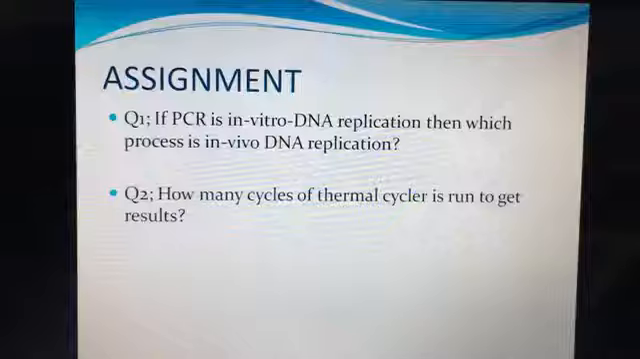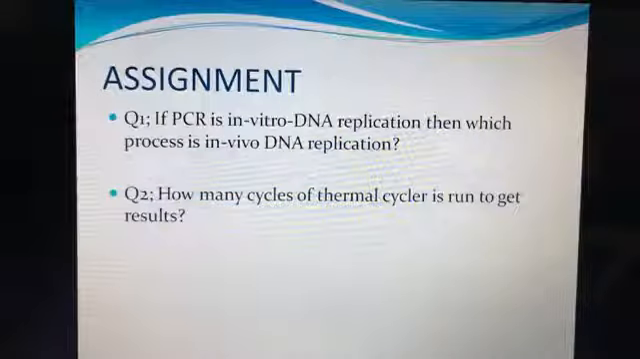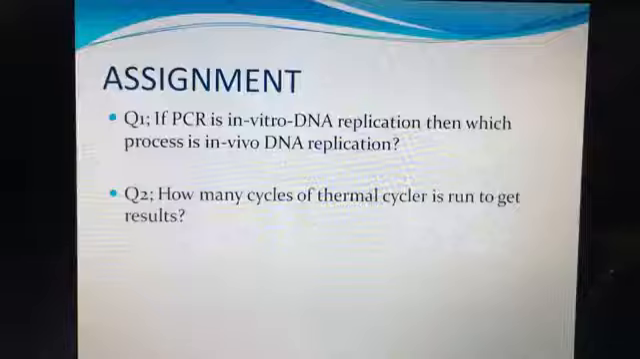Here is an assignment for you. First question: if the PCR is in vitro DNA replication, in vitro means which occurs outside the cell, then which process is called in vivo DNA replication? Second question: how many cycles of thermal cycler are required in PCR reaction?